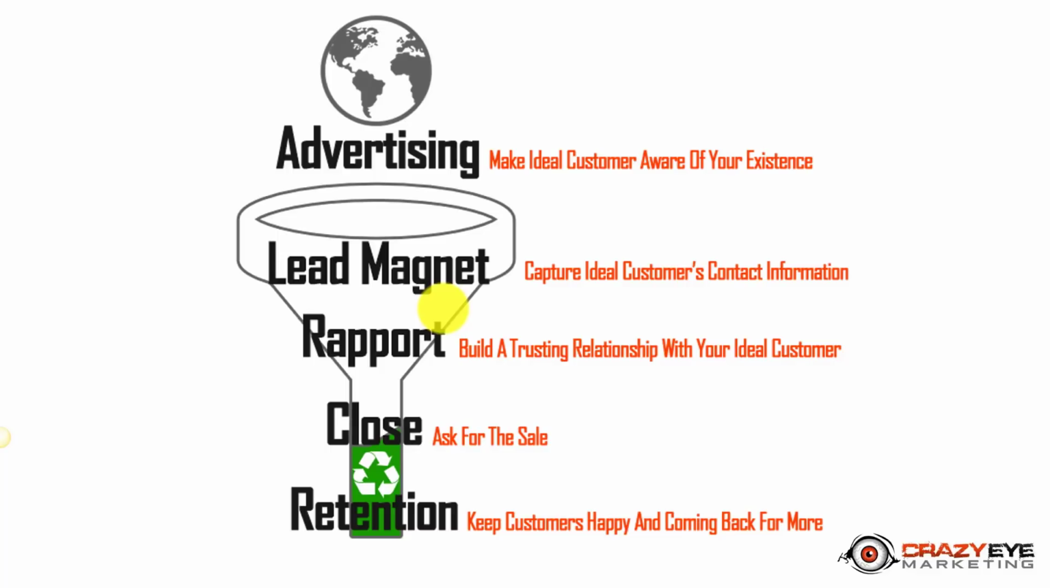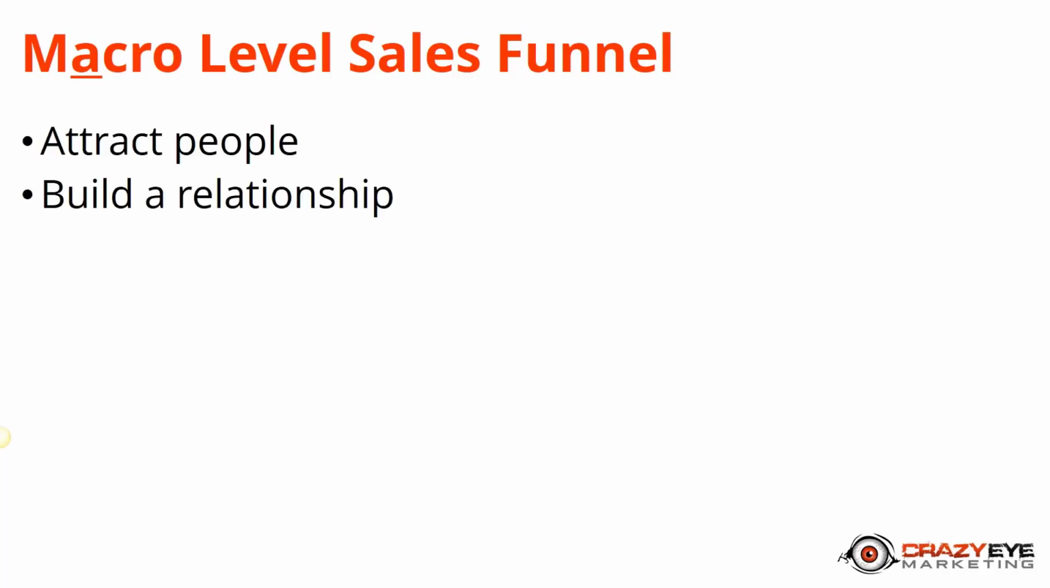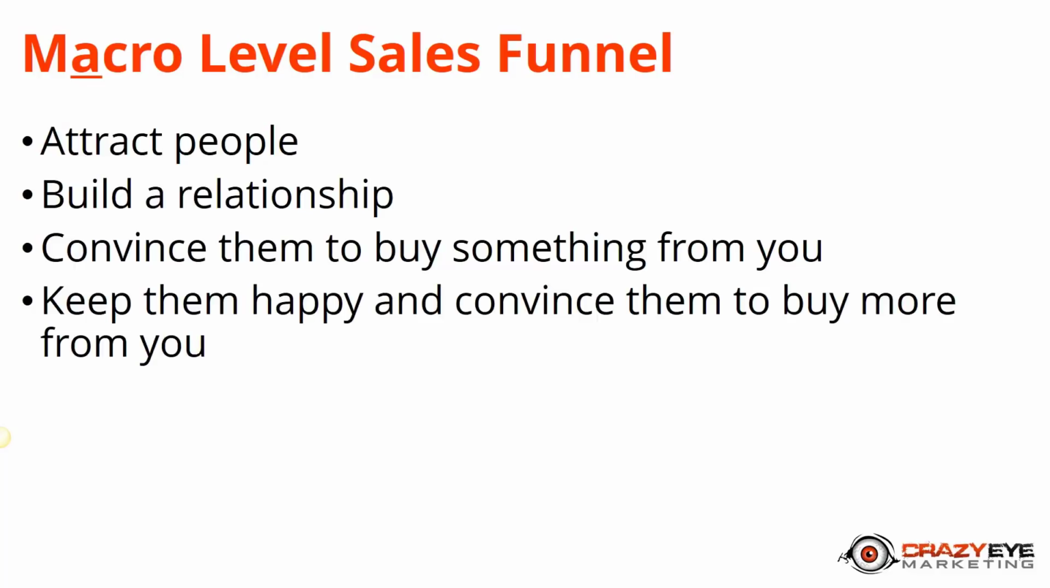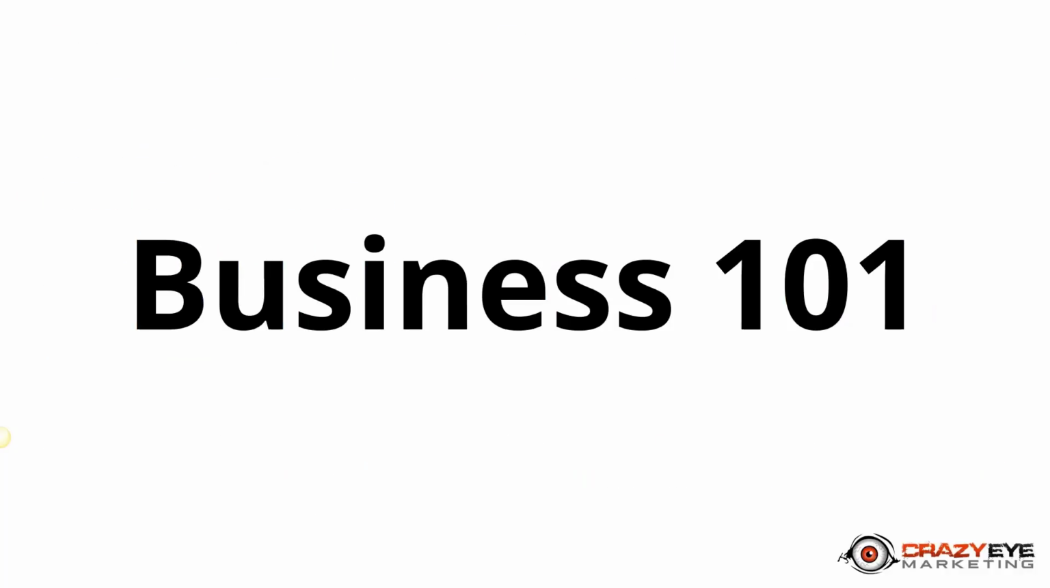And in looking at this diagram, of course, you can tell that this is a quote-unquote sales funnel. And this is at the very, very macro level, like the 30,000 foot strategy view of a sales funnel. And you probably already understand this concept because it is pretty simple and self-explanatory when you think about it. All you got to do is attract people, then you build a relationship with those people, then you convince them to buy something from you, then you keep them happy and convince them to buy more from you. And ultimately, a macro sales funnel is the path through which you take your ideal customer and it's your entire business. Basically, it's business 101.